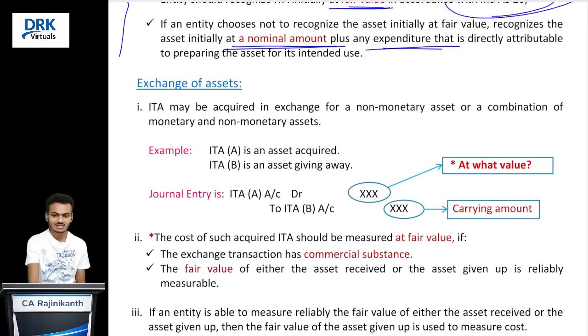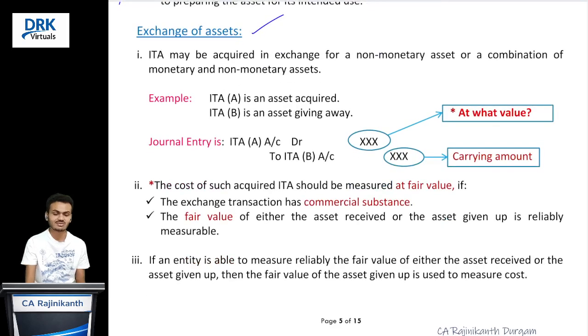Okay. And next one is exchange of asset. We are acquiring an intangible asset by exchanging our own asset. So in an exchange transaction, what do we do first? Suppose intangible asset A is the asset that we are acquiring, and intangible asset B is the asset that we are giving up. Right? So this is the example.